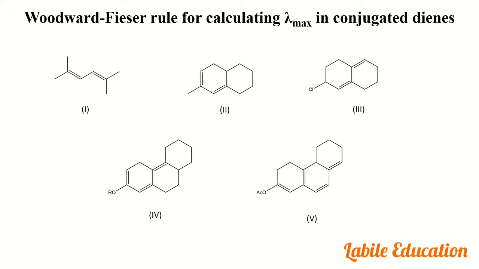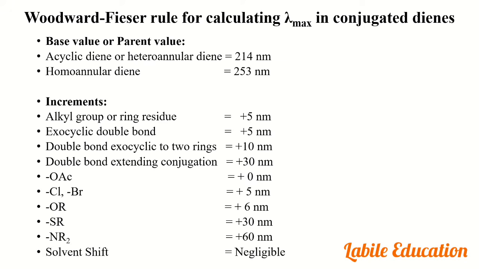Hello everyone. Today we are going to discuss the Woodward-Fieser rule for calculating lambda max in conjugated dienes in UV-visible spectra. Here you can see the 5 examples and we will discuss them one by one. But before discussing them, we should know what the Woodward-Fieser rule is. Woodward and Fieser gave some values for the different diene systems and increment values for different functional groups and different alkyl and ring residues.